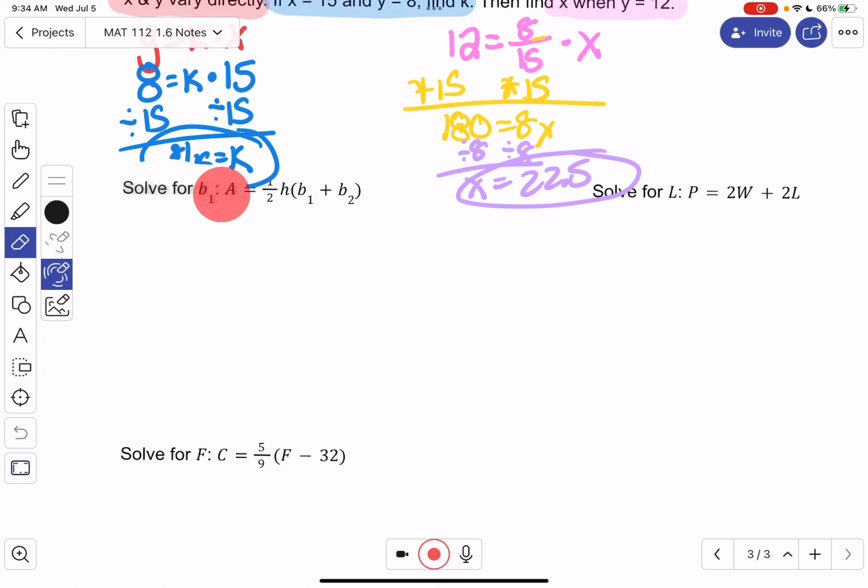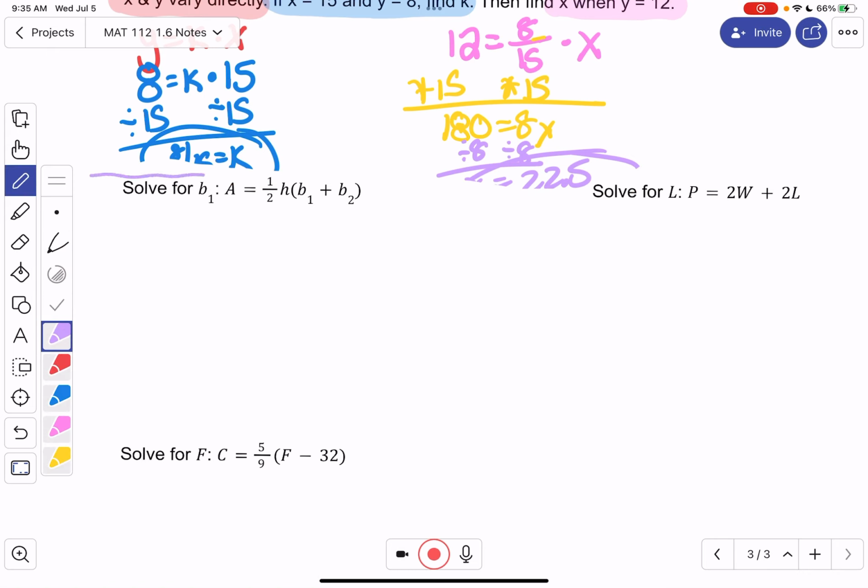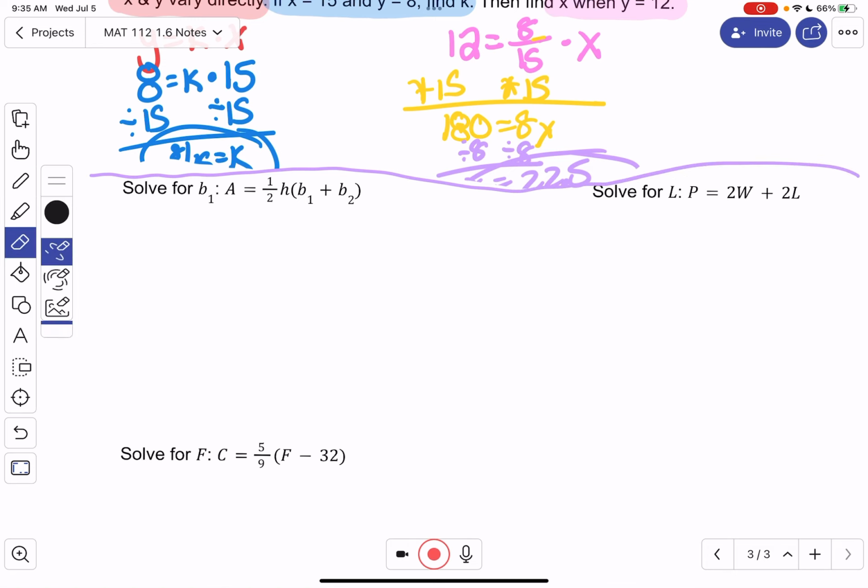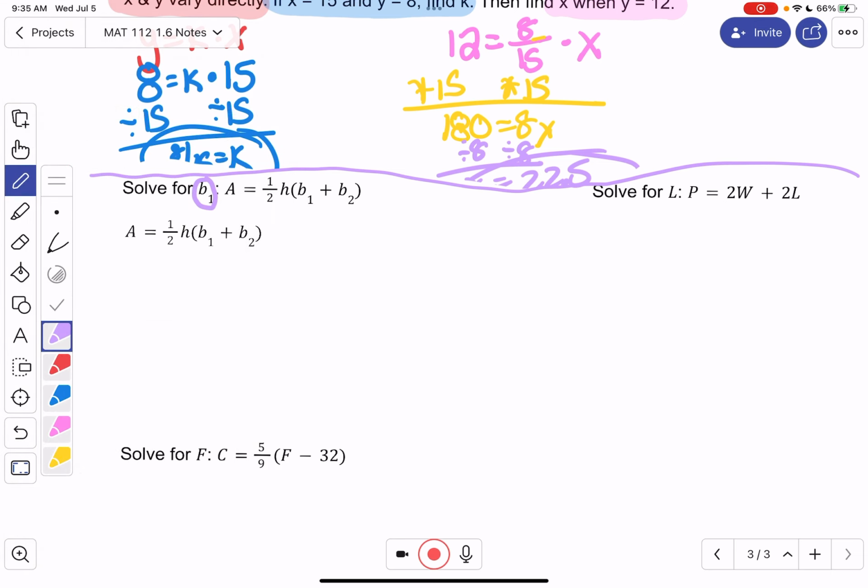All right, another thing you're going to see in this chapter is solving for a variable. So if they give you an equation and they say solve for y, they're saying rewrite it so it says y equals. If it says solve for t, it's saying rewrite it so it says t equals. So for this one, we're solving for b1. That means we want to rearrange everything so that all that's left is b1 equals. So here's our b1.